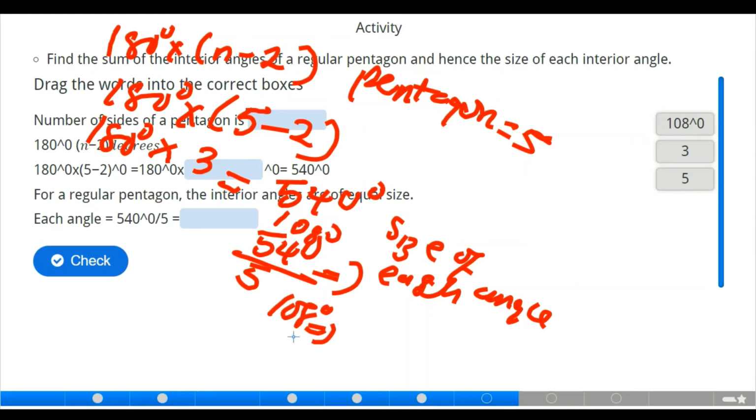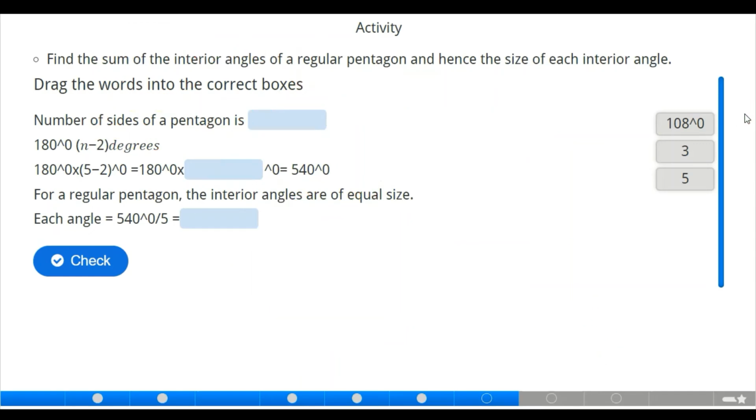So if you want to confirm that we are right, just multiply 108 times 5 and see if we get 540 degrees. If you get that, then it implies that the sum of the interior angles of the polygon is correct. So let's put the right answer inside the boxes.